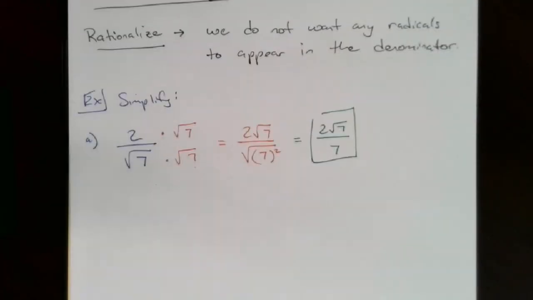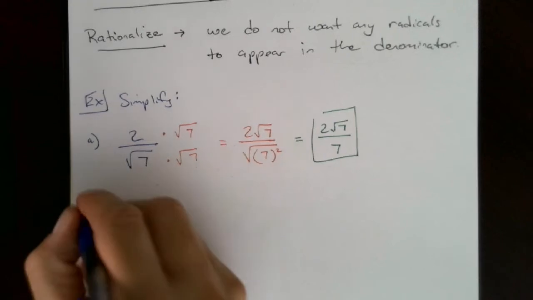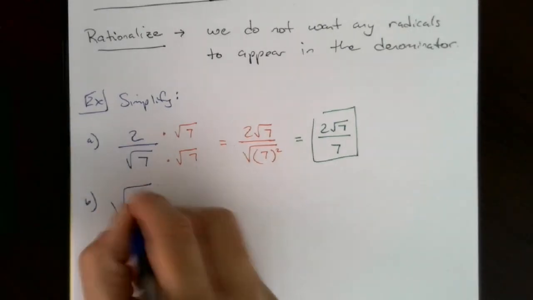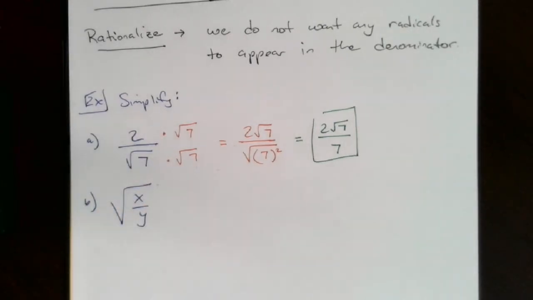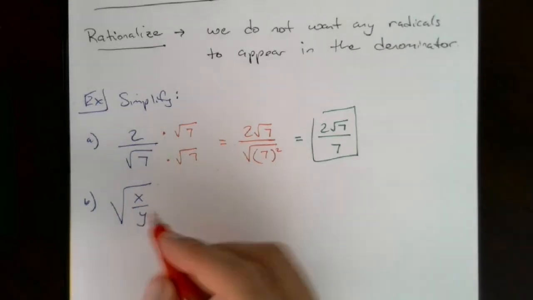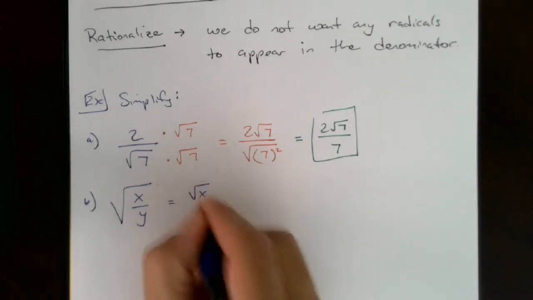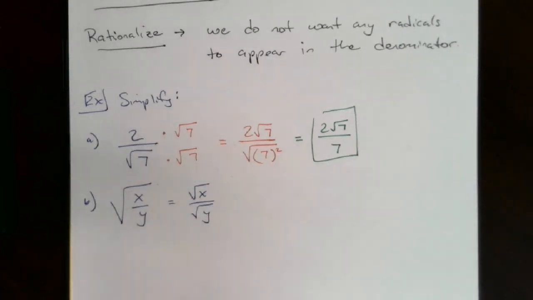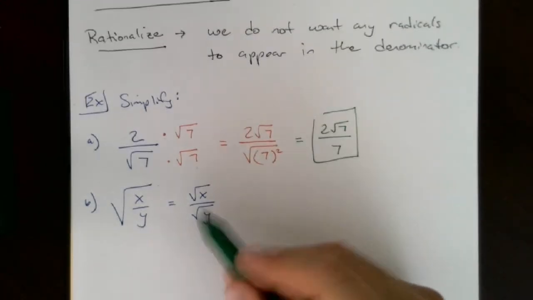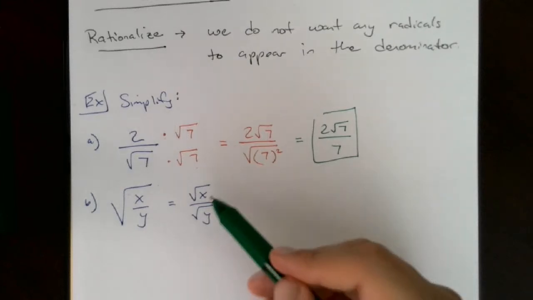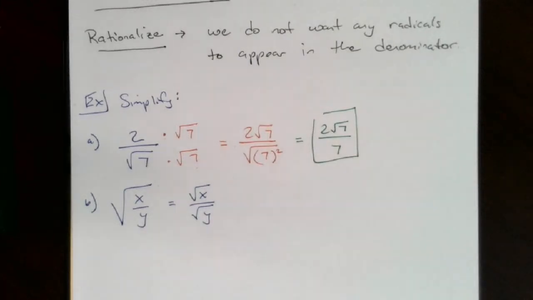Let's take a look at another one. If I had the square root of x over y. Notice the square root's over the entire fraction, so the first thing you really want to do is rewrite this as the square root of x over the square root of y. And now you want to simplify. Now to simplify this, remember, I want to rationalize. I don't want any square roots in the denominator. Square roots in the numerator are okay, but square root in the denominator is not.